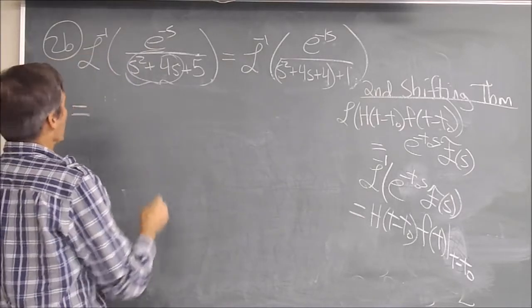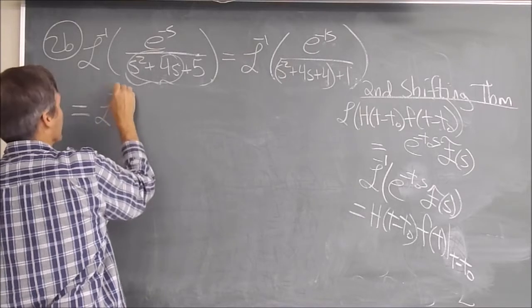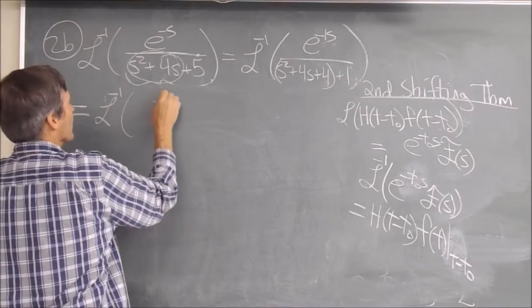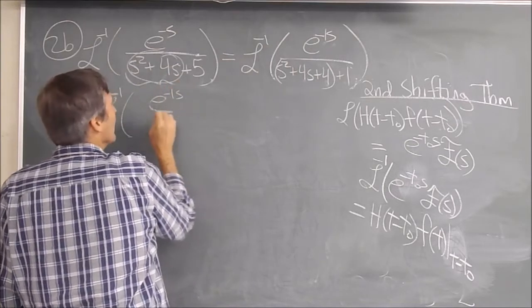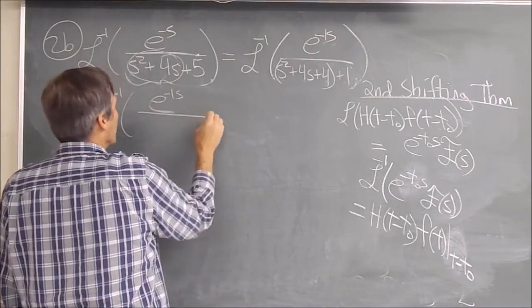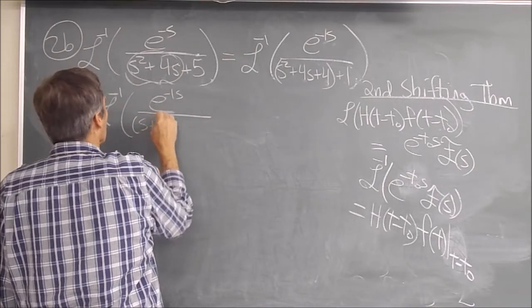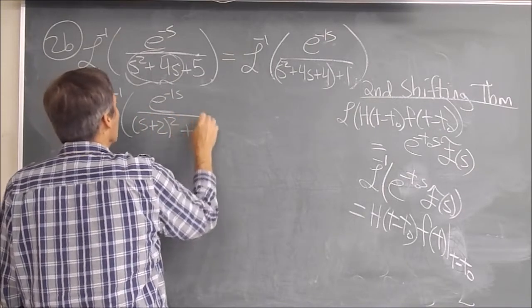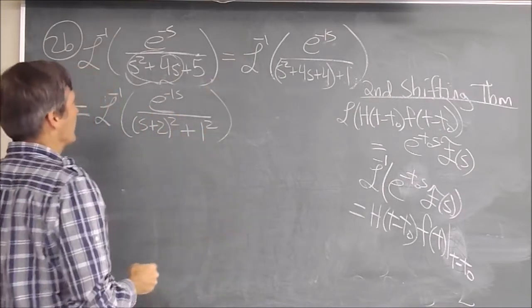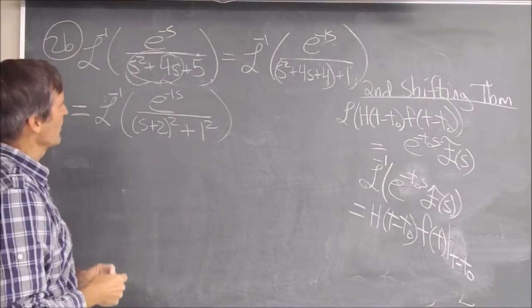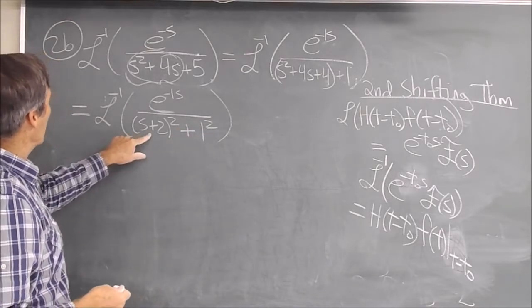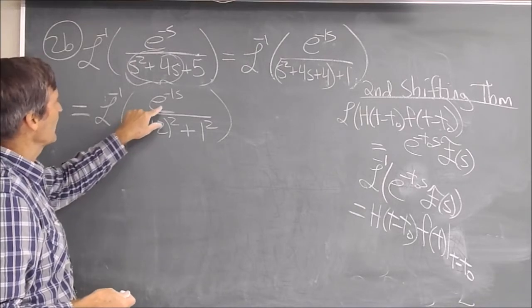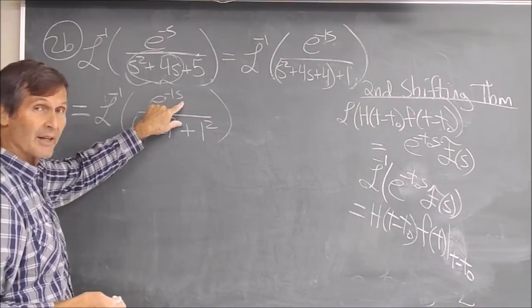I can rewrite it like this, suggestively, as the inverse transform of e to the minus, I put suggestively up here 1 minus 1s, e to the minus 1s over s plus 2 squared plus 1 squared. I do that because this looks like something we've seen before. You don't have to put the square on there, obviously. But now, how can I inverse transform this one? It has an e to the minus number times s in it.